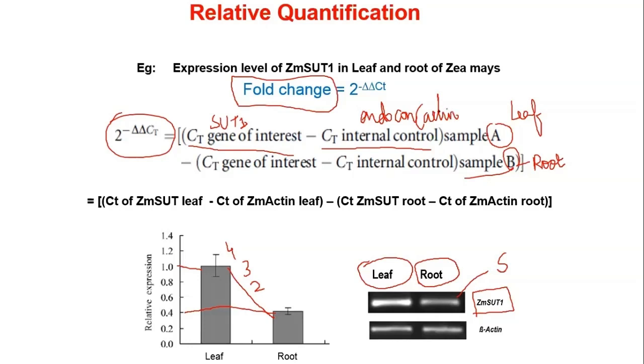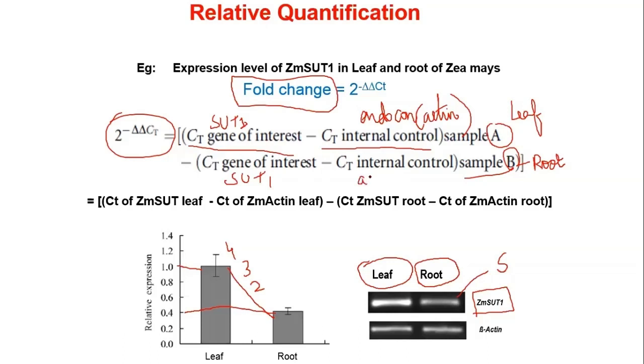So you're subtracting the expression of actin just to normalize against the endogenous control, to make sure you are taking equal RNA concentration. So it is for normalization. You nullify the effect of the internal control using this formula, and you subtract this from the CT of the gene of interest. So here also the gene of interest is sucrose transporter 1 in root, whereas that was in leaf.